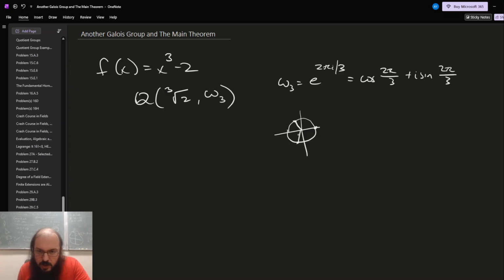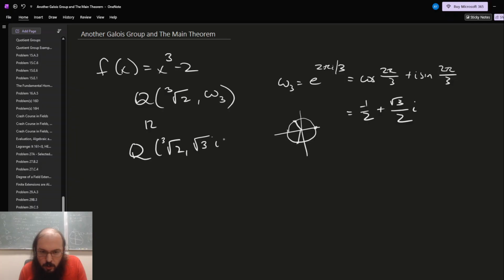2 pi over 3 is the closest, right? This is a pi over 6 angular defect. So this is minus a half, and that makes this plus square root of 3 over 2 i because of Pythagoras. And so what stuff in this omega 3 is already in Q? Well, certainly the 1/2s are. It's only the square root of 3 i that is not. So we can write this as Q adjoin the cube root of 2 and also the square root of 3 i.